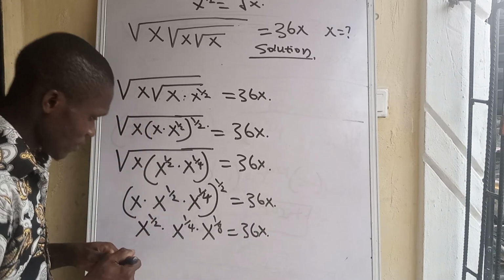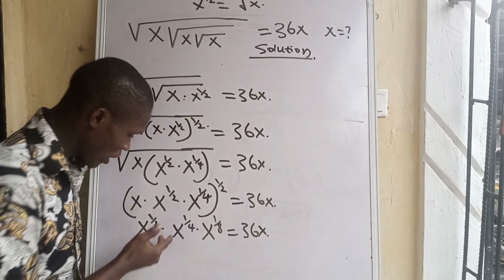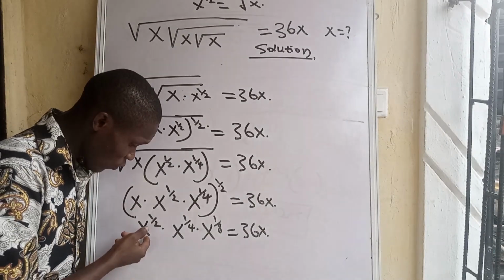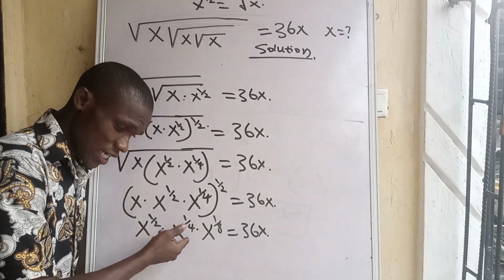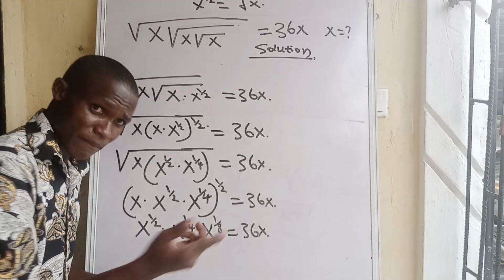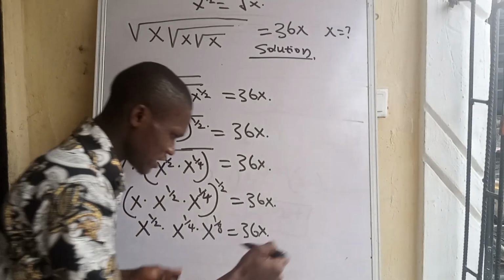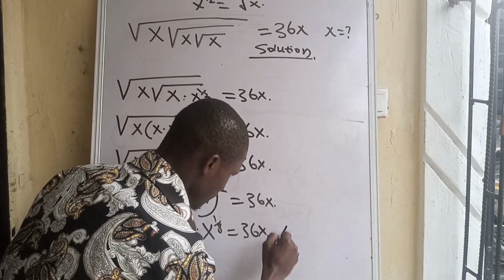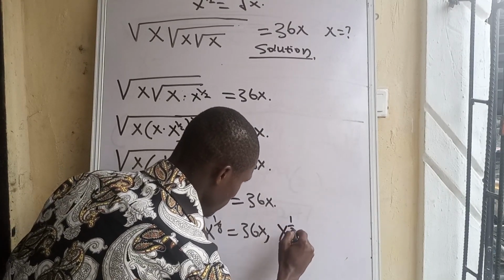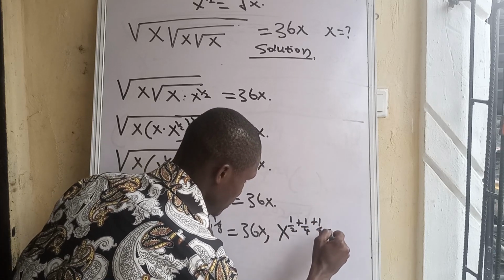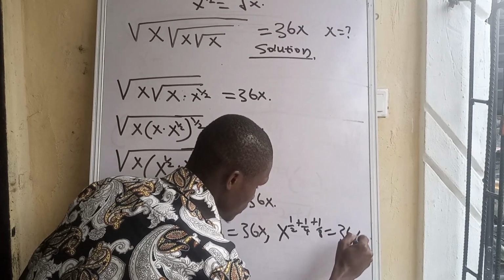36x. Like I said earlier, we are using these dots to represent the multiplication sign, and as you can see, we have the base of x, the base of x, and the base of x. The base of x is common, so we can pick this to be one using the principle. Doing that, we can say x to the power of 1 all over 2 plus 1 all over 4 plus 1 all over 8 equals 36x.